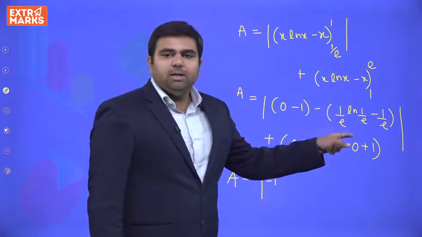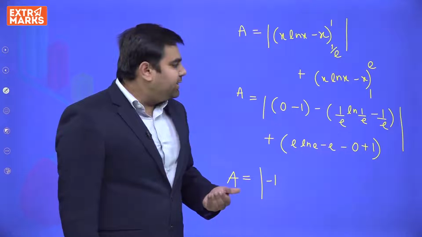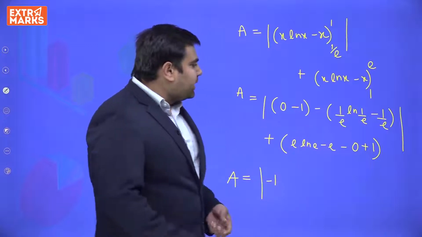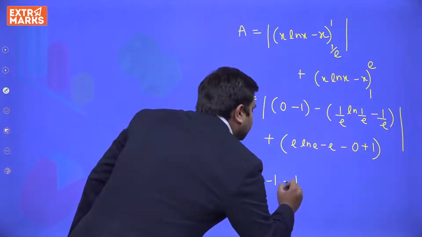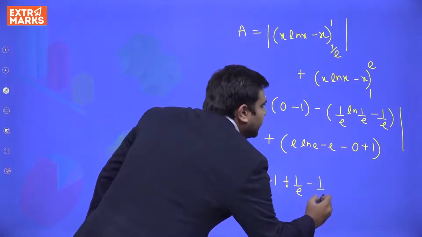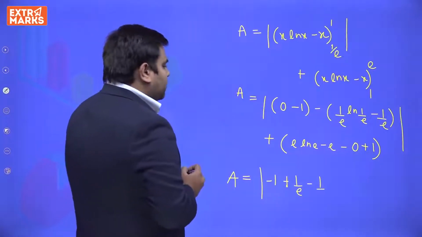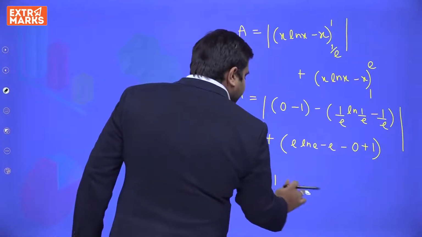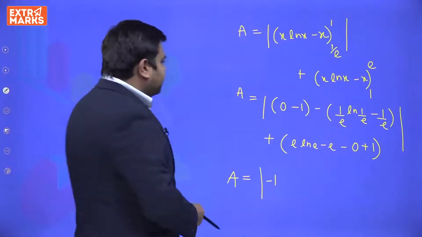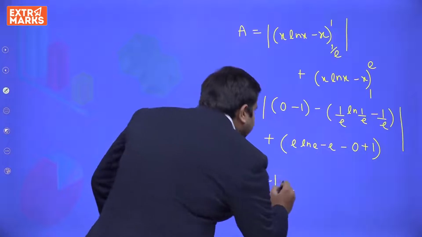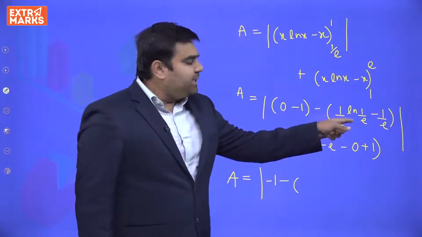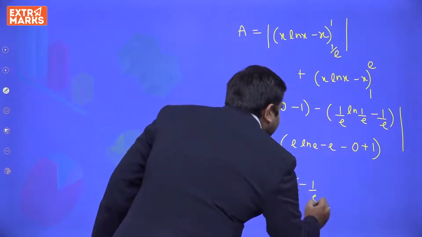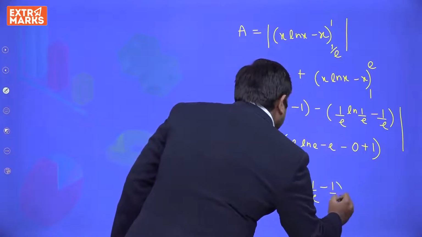Now what is ln 1 by e? Ln 1 by e is minus ln e, which is minus 1. So this will become minus minus plus, and this will become plus 1 by e, and this is minus 1 by e, right? So let me explain once again what is happening over here. See, this is minus 1 and this is minus ln e by e. So let me write down minus 1 by e, and this is minus 1 by e, right?